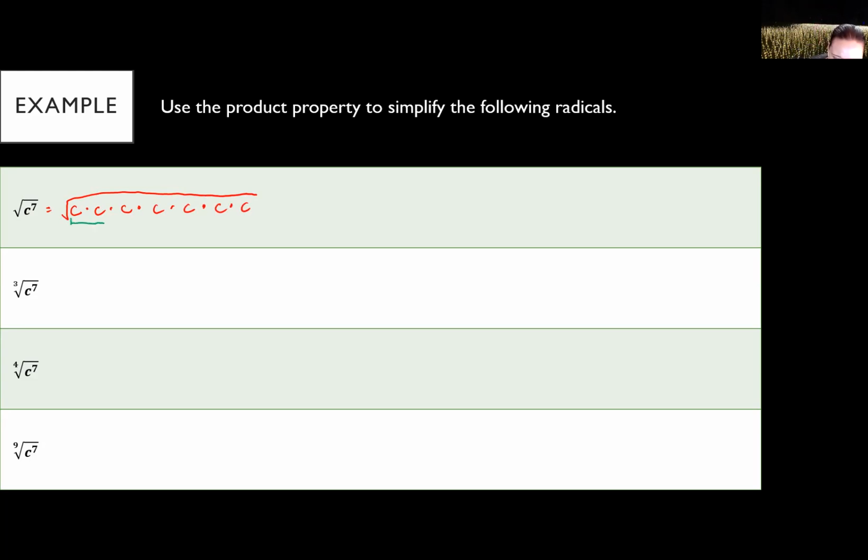So I'm going to group pairs of 2, and then I'm going to have 1 left over. So this is going to give me c squared times c squared times c squared, and then times c. I'm doing this specifically because now I've got things that are exponents of 2. And now the product property says if you've got things that are multiplied inside a radical, you can split them up as multiple radicals.